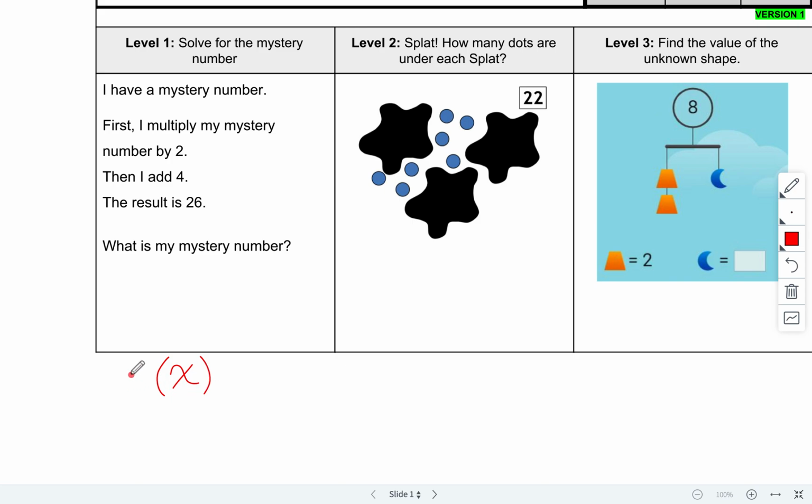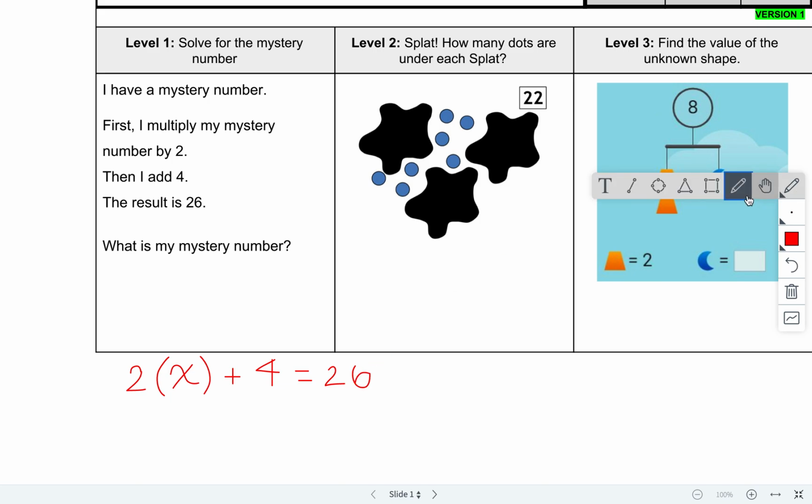I like to use parentheses to show that I'm multiplying things because sometimes if you use the cross sign to show multiplication and then the variable x, things can get a little confusing. So we're going to use parentheses in this case. Okay, so we've multiplied our mystery number by 2. Then we add 4. And the result equals 26.